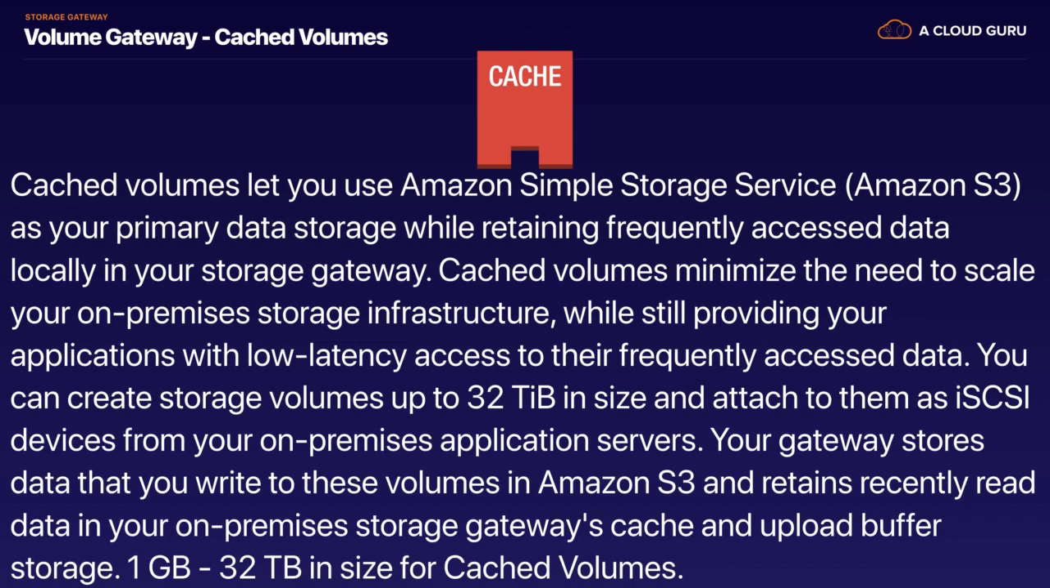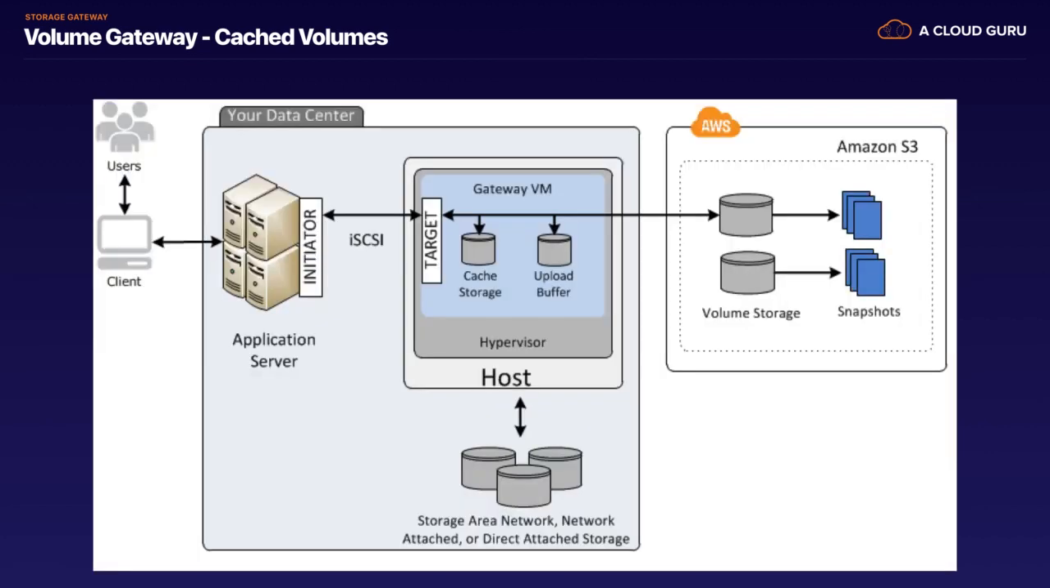So you can create storage volumes of up to 32 terabytes in size and attach them as iSCSI devices from your on-premise application servers. Now, your gateway stores the data that you write to these volumes in S3, just like the last one, and it retains recently read data in your on-premise storage gateway's cache and upload buffer storage. So it's between 1 gig and 32 terabytes in size for cache volumes. Again, don't worry, you'll never be tested on that. It's just important to understand that cached volumes is a way of caching the most actively used data, whereas with stored volumes, it's the entire data set.